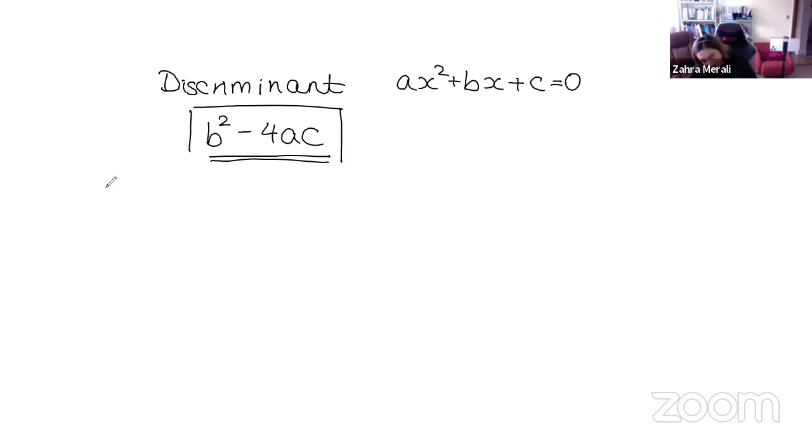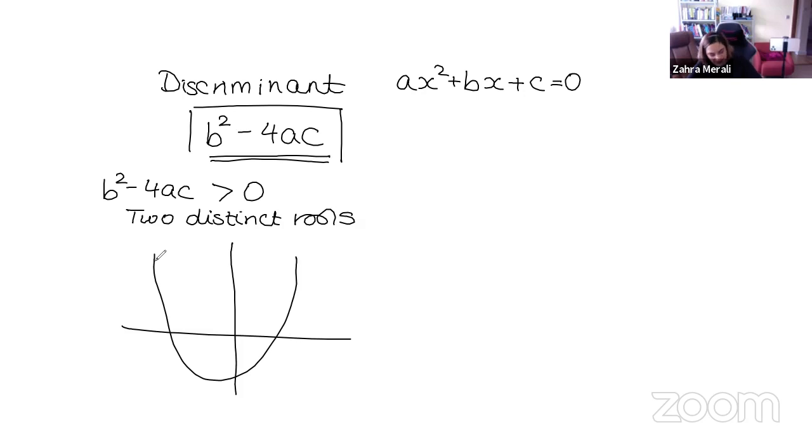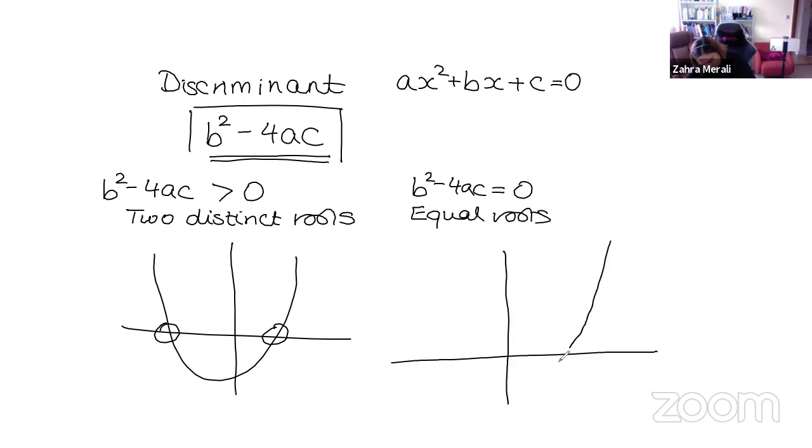If it's bigger than 0, we say it has 2 distinct roots. That means it's a graph that looks, if it's positive, it looks like that. It crosses at 2 points. If b squared minus 4ac equals 0, we say it has equal roots. It means it just sort of sits somewhere like that. So it could be something like x minus 2 all squared, where this therefore would be 2. Okay, so the roots are equal.